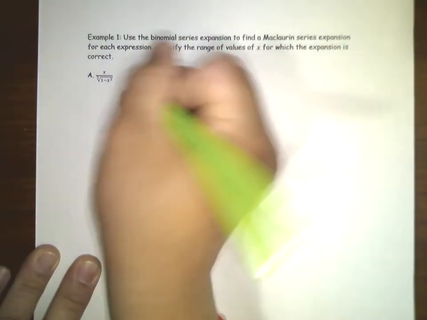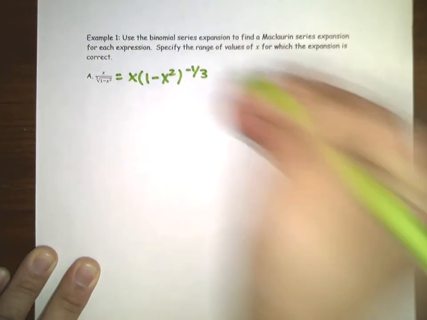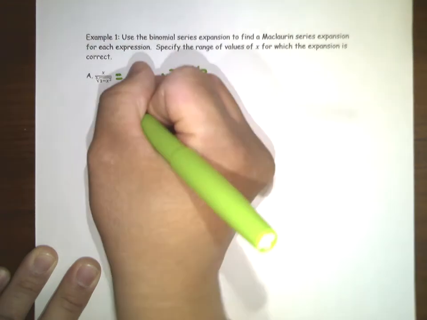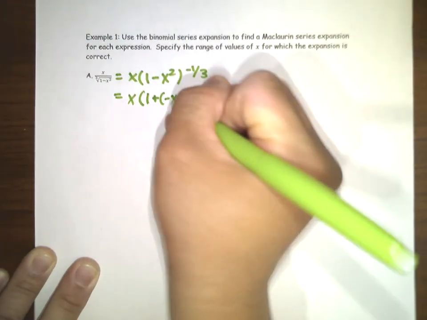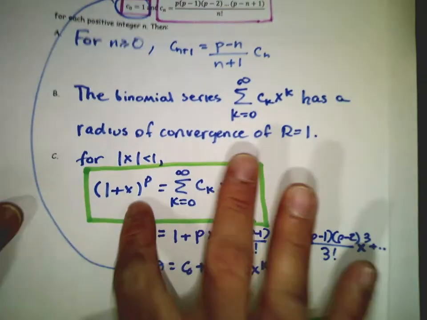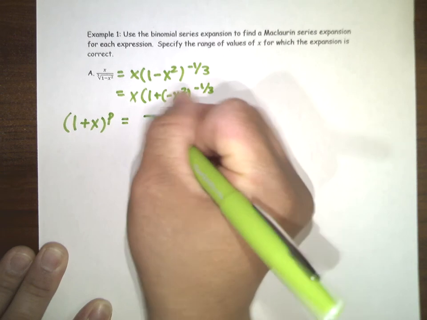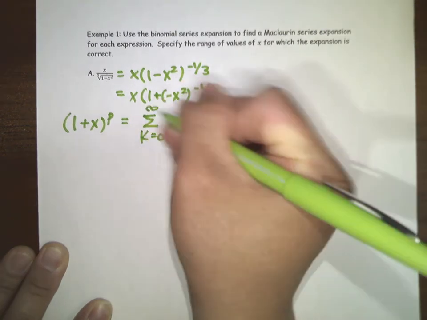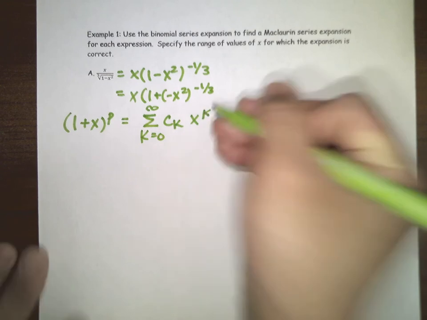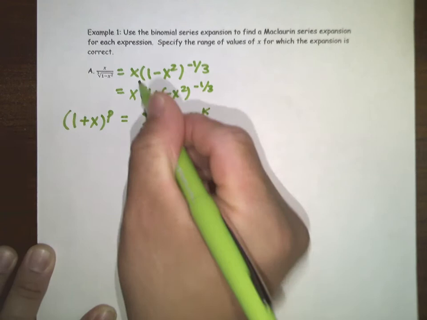I'm going to rewrite this expression as x times 1 minus x squared to the negative 1/3, and then also as x times 1 plus a negative x squared to the negative 1/3. Then I'm going to look back at the expression we just had: 1 plus x to the p power is equal to the sum k equals 0 to infinity of ck x to the k. And I'm going to compare this to this right here.